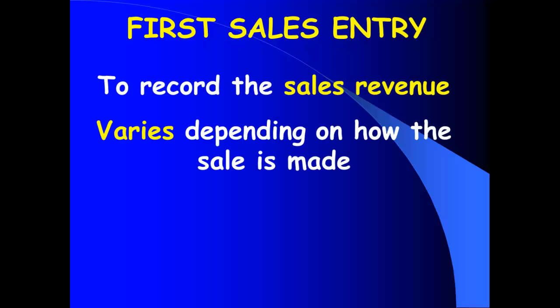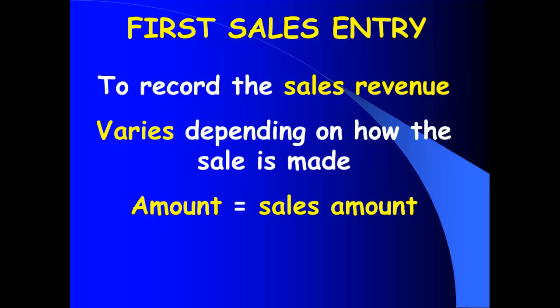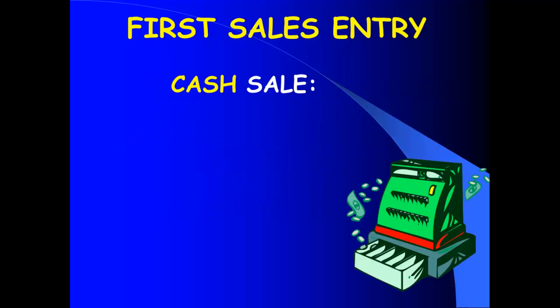The first journal entry is to record making the sale itself. It records the sales revenue. Now, how this entry looks depends upon what type of sale it is. Is it a cash sale? Is it a credit sale? Or is it a credit card sale? Those would look a little bit different. Regardless of how the sale is made, though, this entry's amount is going to be what we're selling the item for. So let's suppose it's a cash sale.